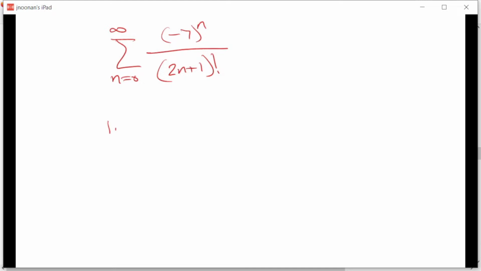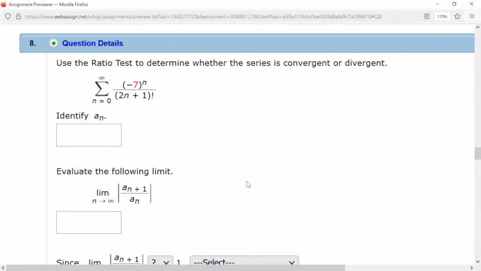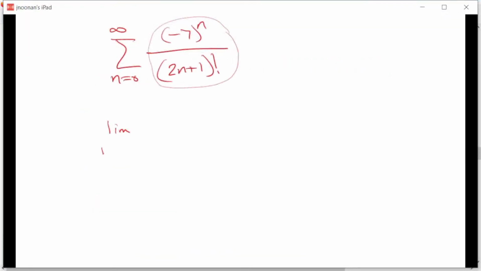So we're going to do the ratio test. So I do the limit. This thing here is the answer to the first thing. So that's pretty easy. Okay, so we're going to do the limit as n approaches infinity of a sub n plus 1. So plug n plus 1 into everything.